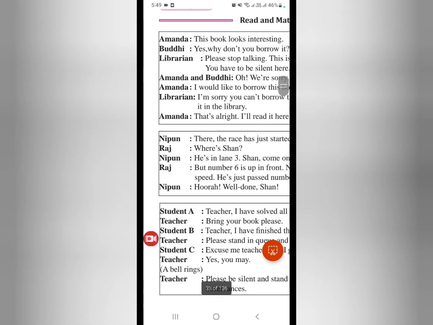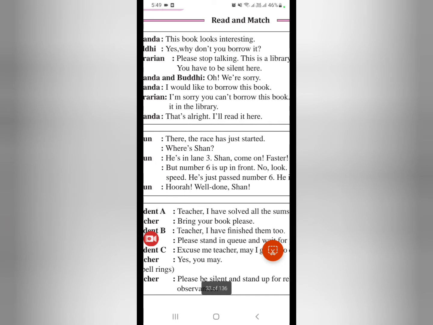It's okay. Then the next role play, Nipun. Nipun is saying, the race has just started. The race has just started. Started means begin. Then the race has started.